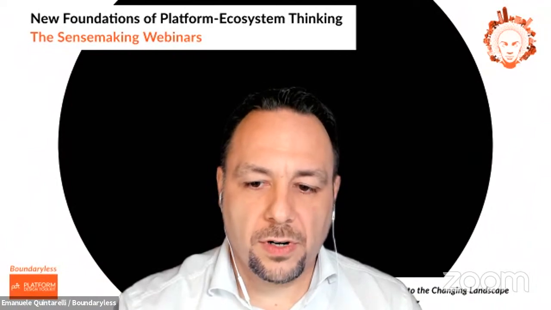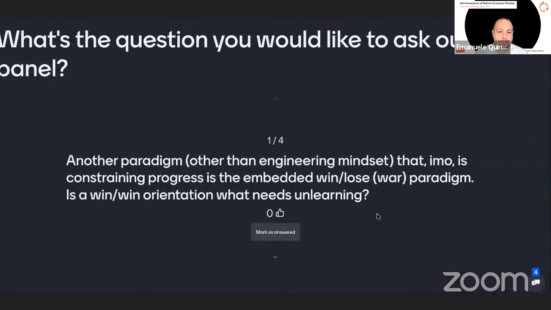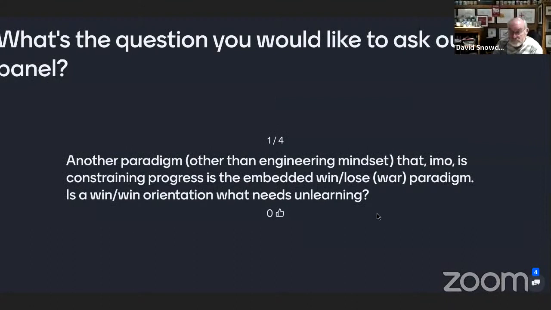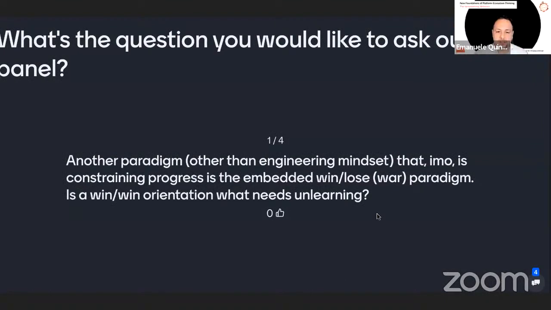Let's see if we can cover a couple more. This one is about another constraining paradigm, embedded win-lose paradigm. I want to talk about that. Is this limiting us?